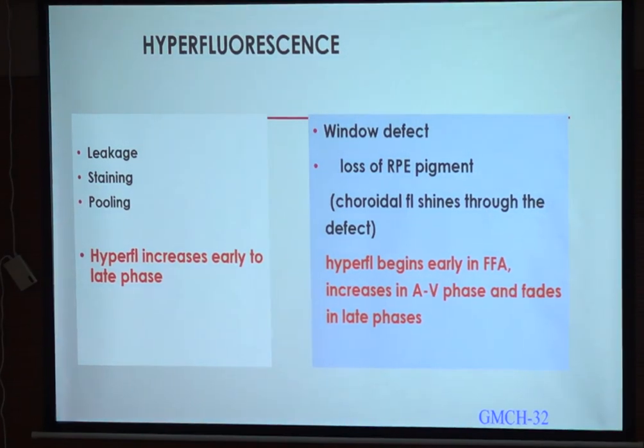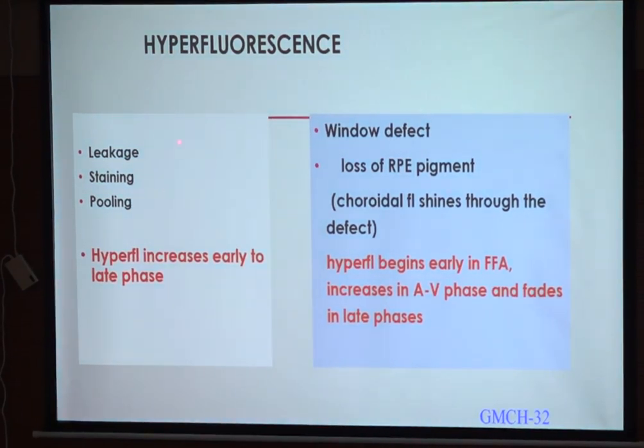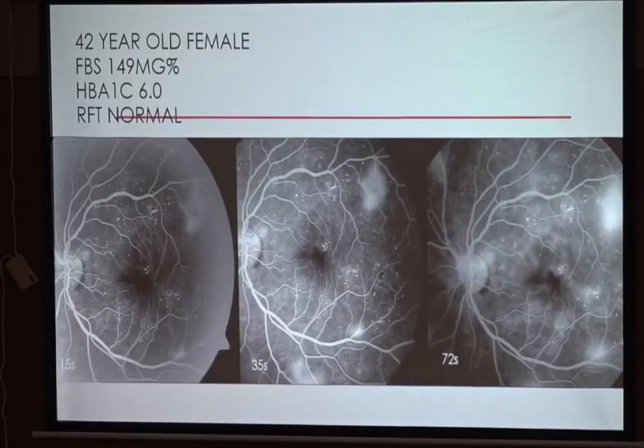So hyperfluorescence can be leakage, staining, pooling, or window defect. If hyperfluorescence is increasing from early to late phase, it is either leakage or staining or pooling of dye, which you will be seeing in subsequent examples. Or it's a window defect. In window defect, what will happen? It's the window and it's the choroidal fluorescence which is showing. So it would increase and finally it would fade away in late phases. So if you know this, you would be able to comment what kind of hyperfluorescent lesion it is.